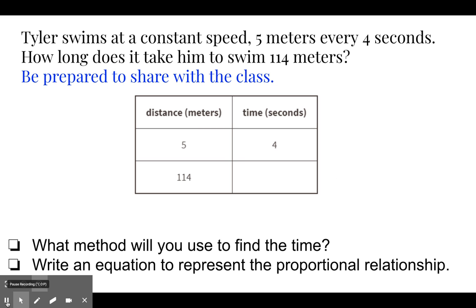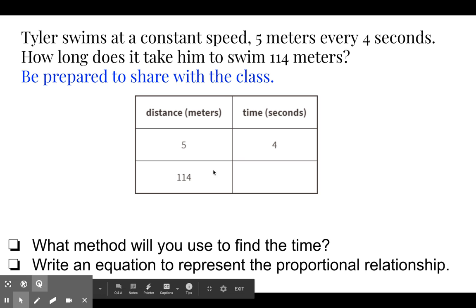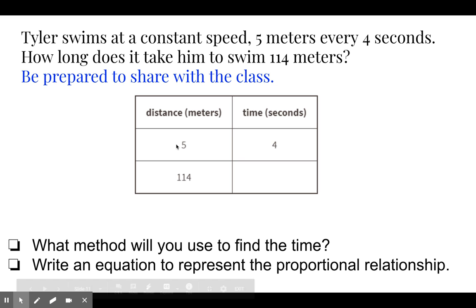So let's go ahead and go over this. For me, I would have used, once again, the unit rate or constant proportionality method. So taking 4 divided by 5, which is 4 over 5, and figuring out what that number is. So when I do 4 divided by 5, it gives me 0.8. So all I have to do now is multiply 114 by 0.8, and I get the answer 91.2 seconds. That would have been the easiest way for me to figure this out.